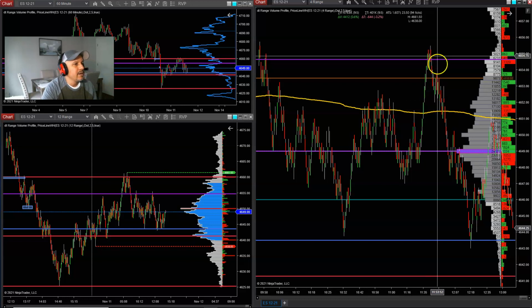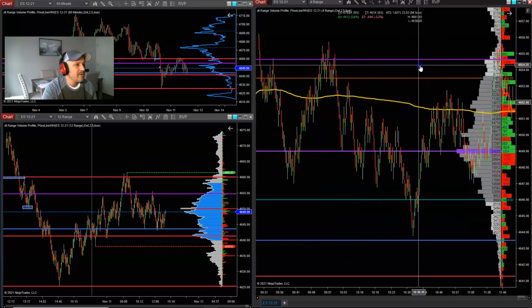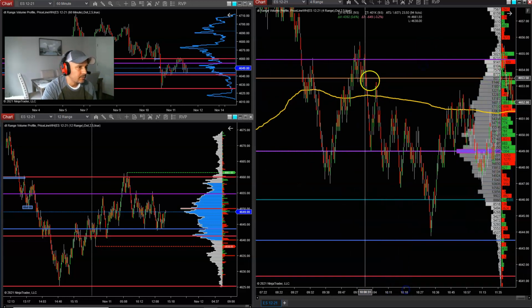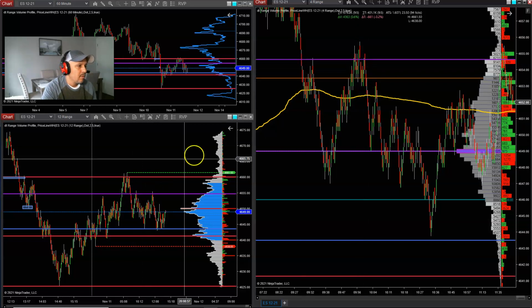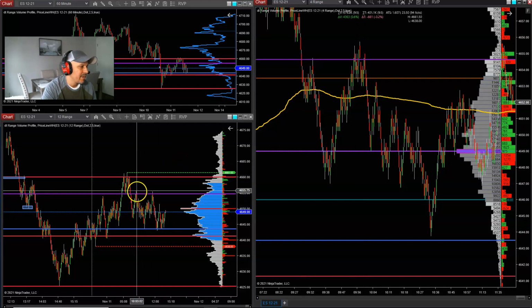So that was an area where you could have taken a short from. And again, the first time you could have taken that short was right here. This is the same area right here at 10 o'clock, where price pushed down and pulled back. This would have been a great opportunity to go short right here.